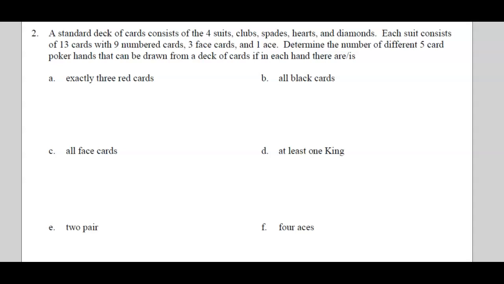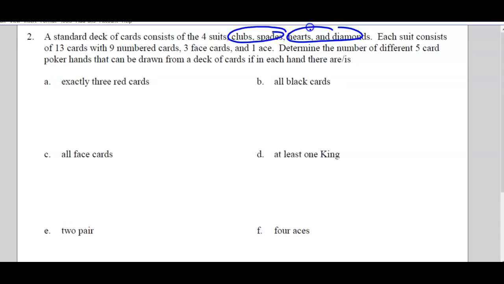All right. So for those of you that play poker, you can extend this to probability and realize when you're going to lose a lot of money. In any case, a standard deck of cards consists of 4 suits. We just went through this: clubs, spades, hearts, and diamonds. And just another thing I forgot to say. These are red, and these are black.